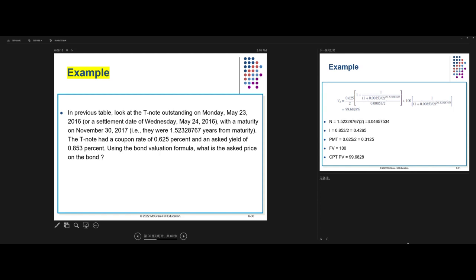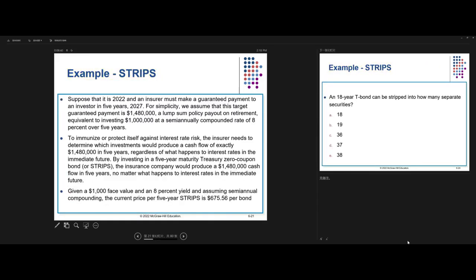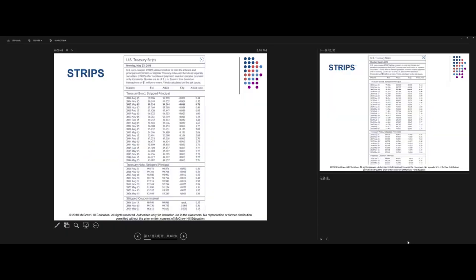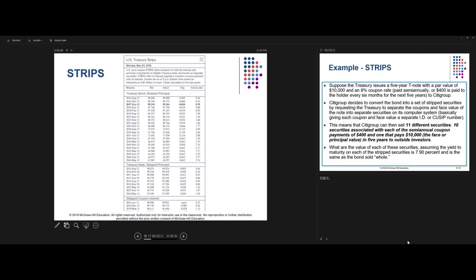This question says, in the previous table, look at the treasury note outstanding on Monday, May 23rd, 2016, or on settlement date of Wednesday, May 24th, 2016, with maturity on November 30th, 2017. So we can go back to the table and find this one that matures in November 30th, 2017. It's in this table. Matures in November 30th, 2017, right? So which one is that?